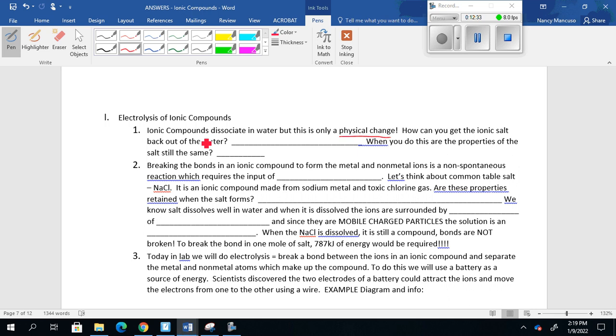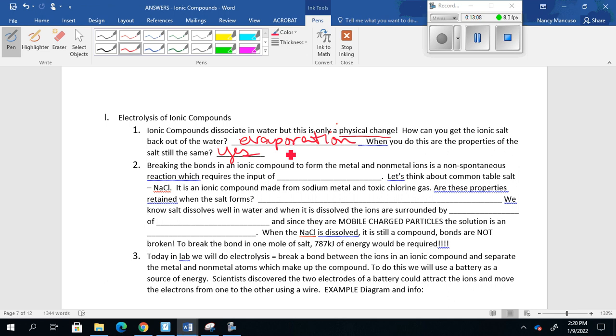So hopefully you're telling me right now, if I took salt, threw it in a glass of water, mixed it up, it looked all dissolved, you can't even see the white anymore. How could I get the salt back? I would have to evaporate the water away. And by evaporation, that physical process removes the water and restores the salt. And when you do this, are the properties of the salt still the same? Yes. Salt has the same properties in both conditions, both in my hand as salt and in the water as salt.